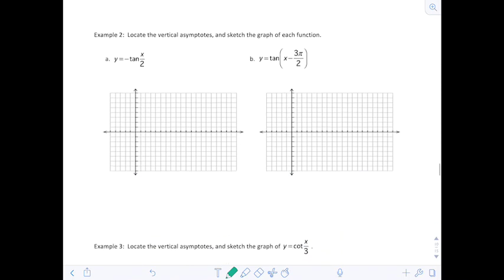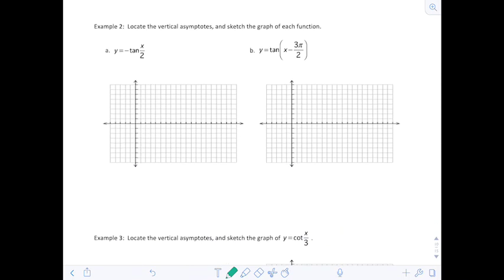Okay, let's look at example 2. We have two equations here. Locate the vertical asymptotes and sketch the graph of each function. So first we have y equaling the negative tangent of x over 2. So this negative will reflect the graph over the x-axis. So we just want to keep that in mind as we create our graph.